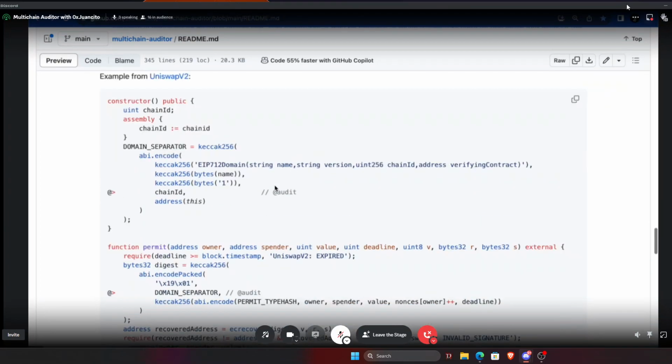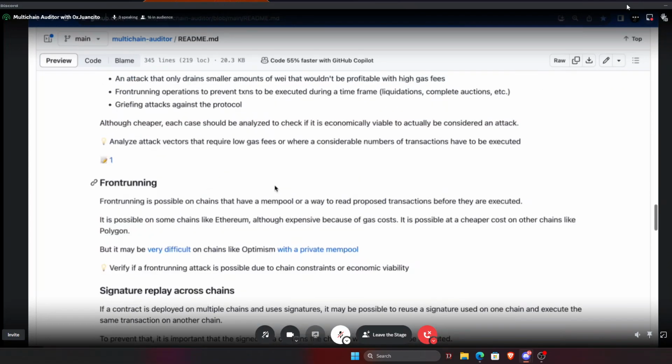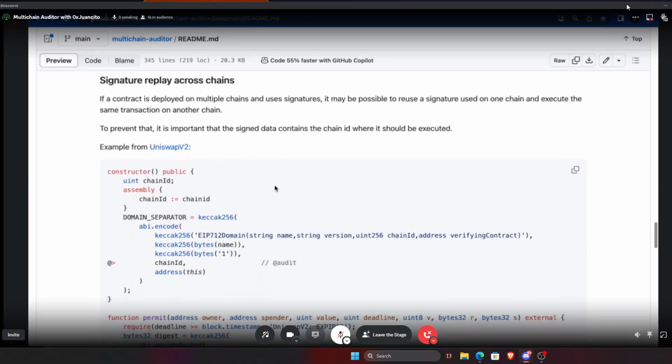So let's jump to another topic. There are not many, so let's jump to the last 4 or 5. And this one is quite important. You might have heard about signature replay attacks.